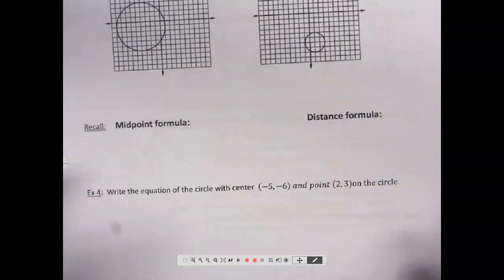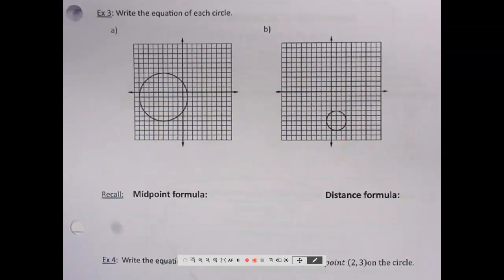All right. Now, next one. I am giving you a circle, and we're going to write the equation. So what two things do we need to know about this circle? The center point. Where is it centered? And what's the second thing? We need to know the radius. So, I mean, it's literally a matter of counting and figuring it out.